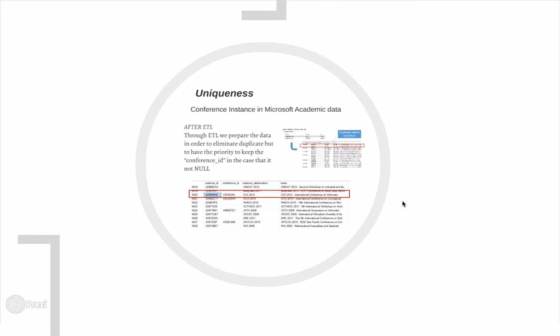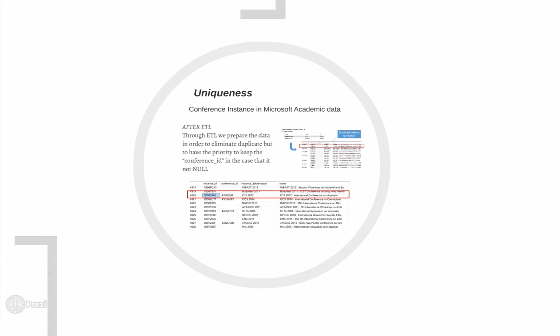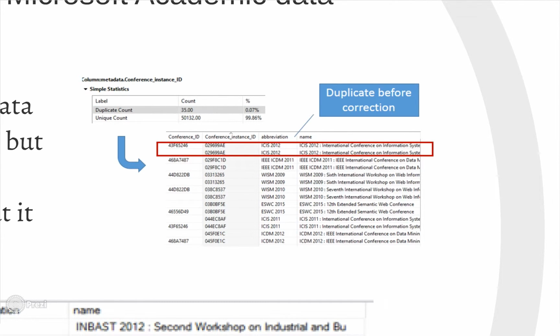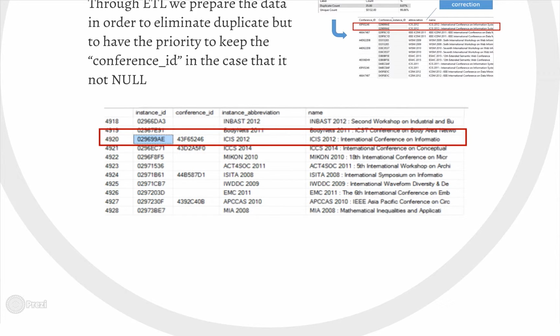Another example of uniqueness factor quality is the conference in Microsoft Academic Graph. In this case, we have some conference instance duplicated, but duplicated only in the ID, in all attributes except in conference ID. So we solve it in the ETL part by looking up or sorting our conference instance. We will need to decide which one we will delete. So in this case, we will take the tuple where we found the ID. Sometimes we don't find the conference ID, but we will prioritize when we find data. So this is after correction.